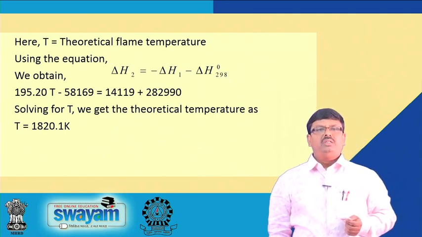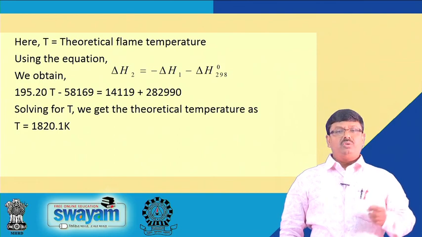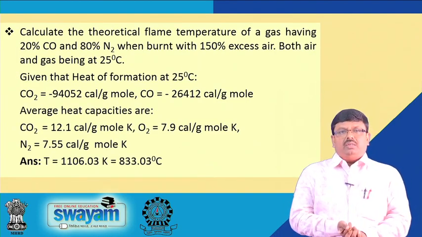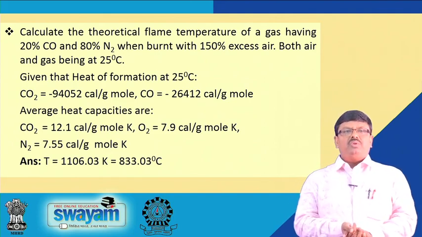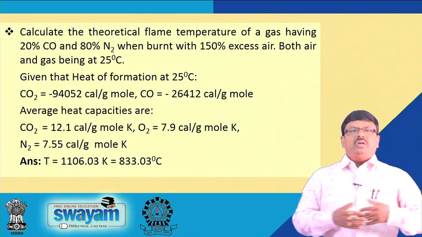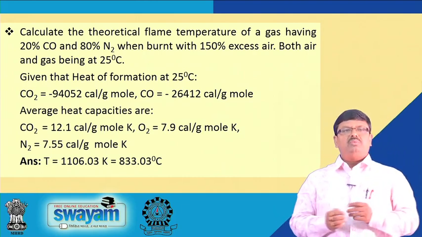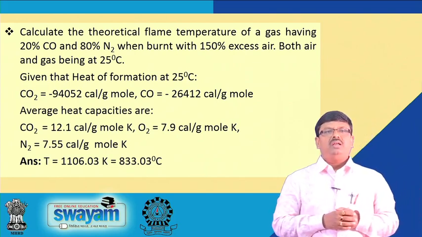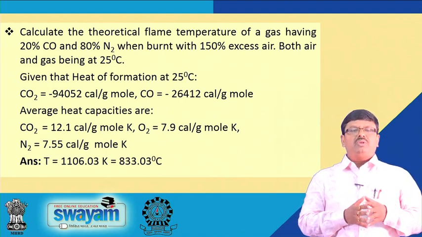So, this is the temperature that you can get, and here this temperature is 1820.1 K. This is the way by which you can calculate the adiabatic flame temperature for other problems. Here, the theoretical flame temperature of a gas having 20% CO and 80% nitrogen is a similar kind of problem. The only basic difference is that here 150% excess air has been supplied, and the main stream is different as compared to the earlier problem, which had carbon dioxide and nitrogen.